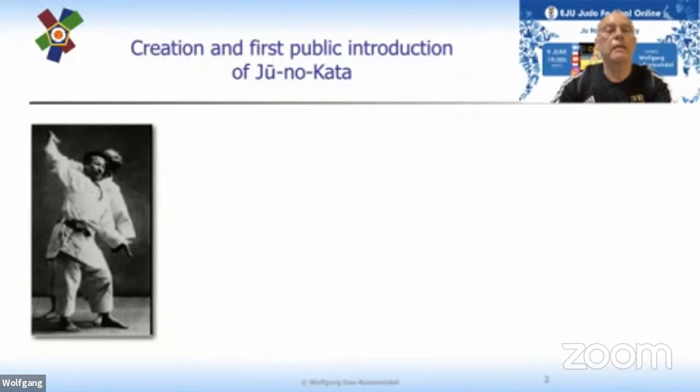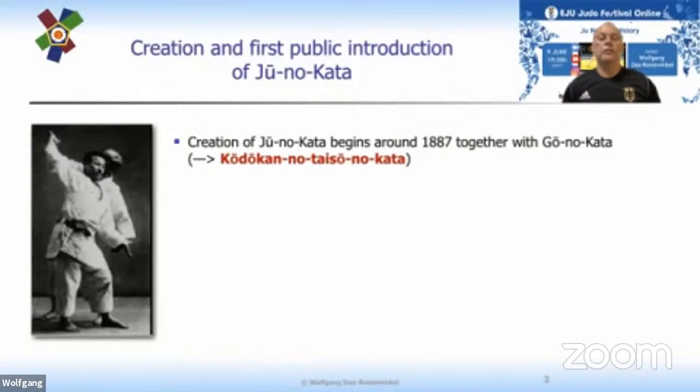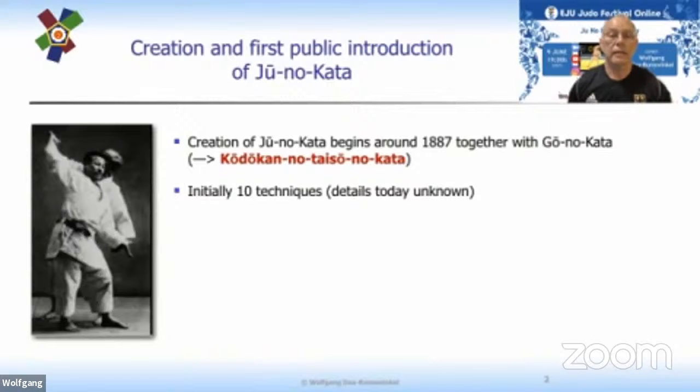So let's begin in the historic part with the creation and first introduction of Judo Kata to the world of judo. The creation of Judo Kata started around 1887 together with Gono Kata. Gono Kata is an almost forgotten kata. Both together, Judo Kata and Gono Kata, were called the Kodokan no Taiso no Kata. Taiso means something like physical exercise, so it was a kata of physical education. It initially had 10 techniques, but the details are today unknown. We don't know which techniques were included, and we don't know any technical details.